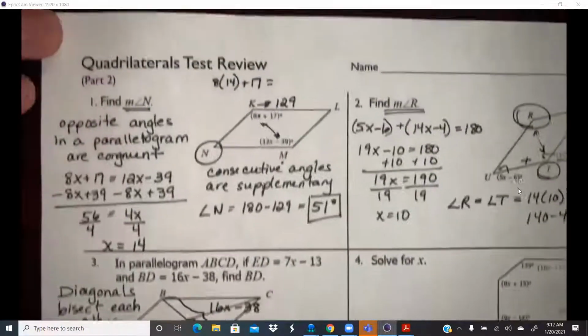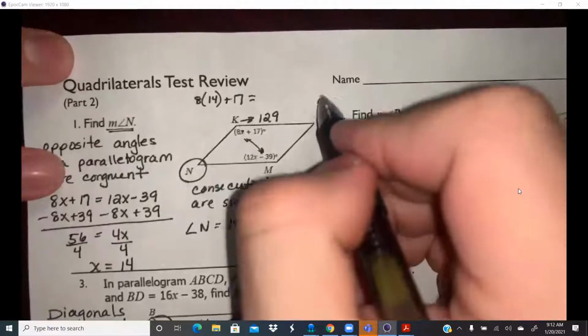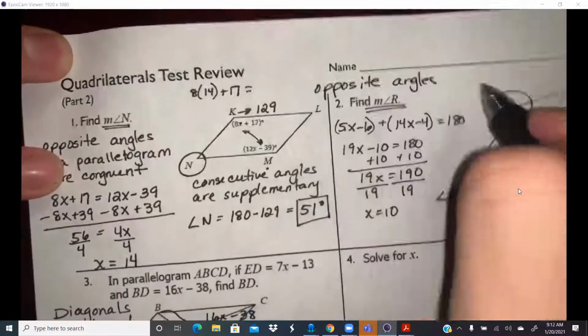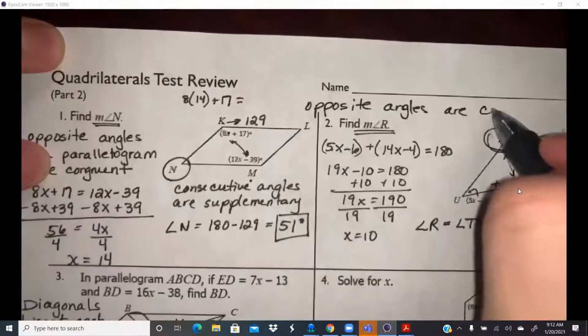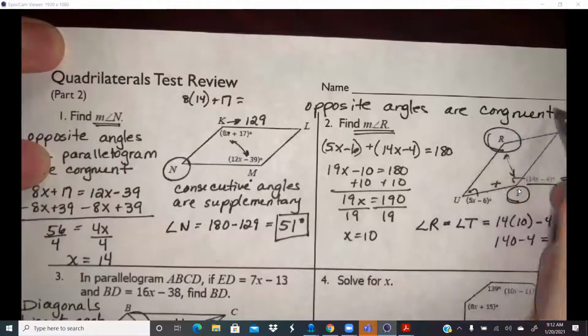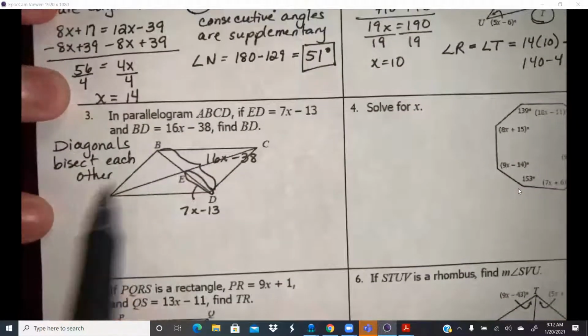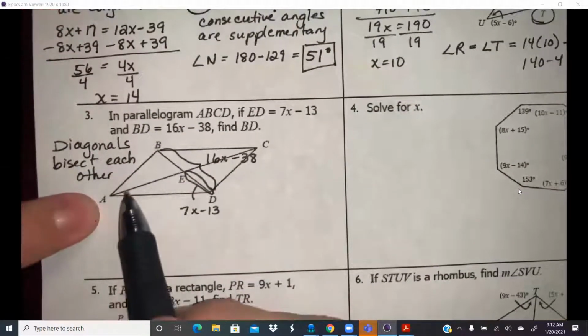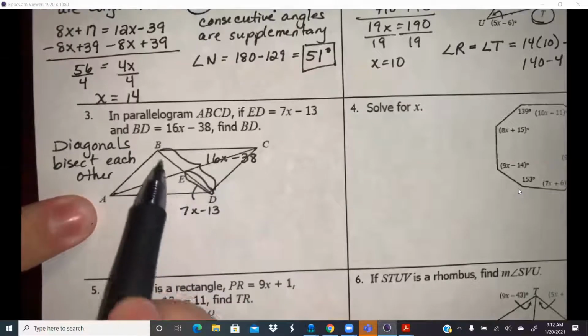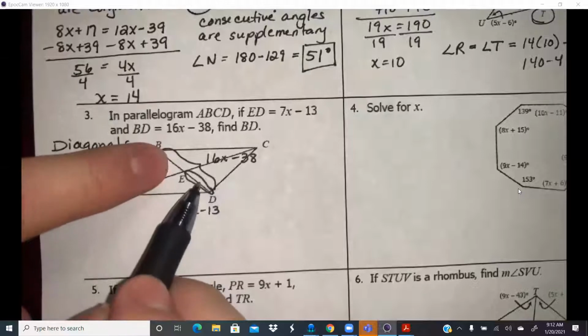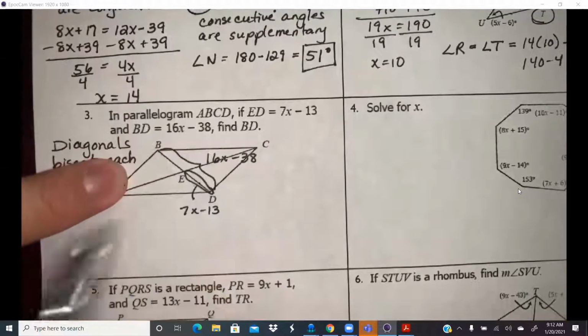Again, notice how I'm writing out all of these properties. I probably could have written that opposite angles are congruent. All right. So many rules with parallelograms, but none of the rules are particularly hard. So we know that diagonals bisect each other. So essentially, this diagonal over here is cutting this one in half, right? So right here we have two equal halves that equal the whole thing.